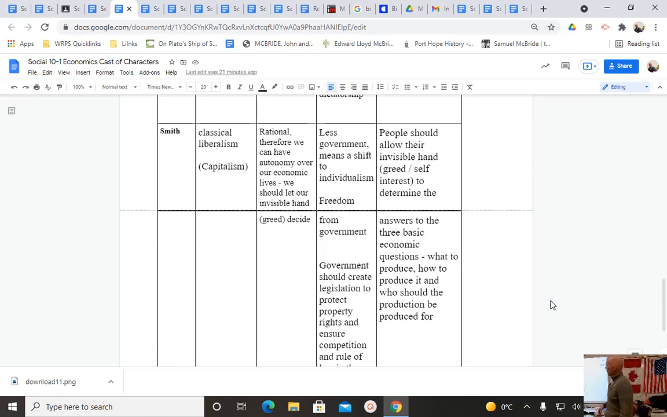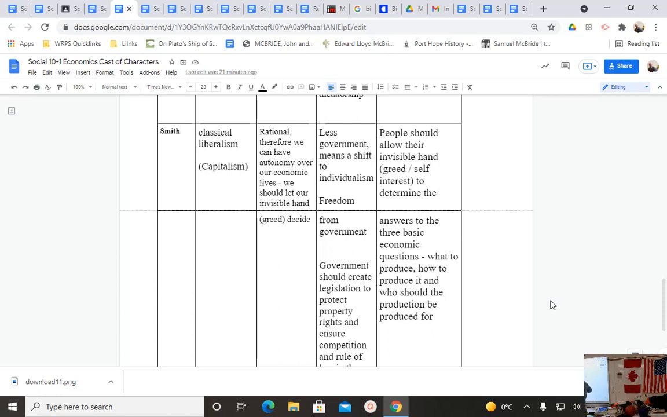So under Smith, what is the ideology? It's capitalism. What is the essence of it? Well, the essence of the ideology is that people are by nature rational, reasonable, can be self-governing. What's the role of government? Well, very limited, to be honest. They will create legislation to protect property. They need to ensure competition, ensure that the market is safe, but that's it.